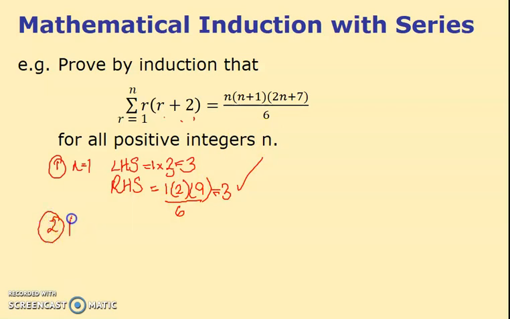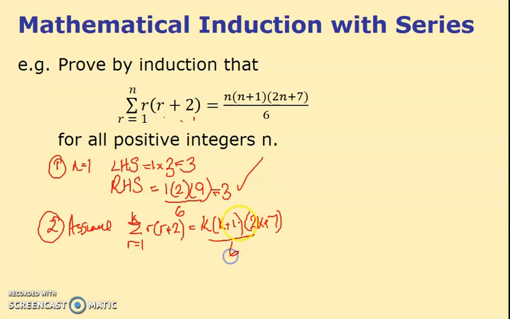Now we assume, I'm going to write the word assume, that the sum from r equals 1 to k of r plus 2 equals this, k plus 1, 2k plus 7 over 6. Okay, there's our assumption. Now this is our proof. I'll write it, n equals k plus 1.